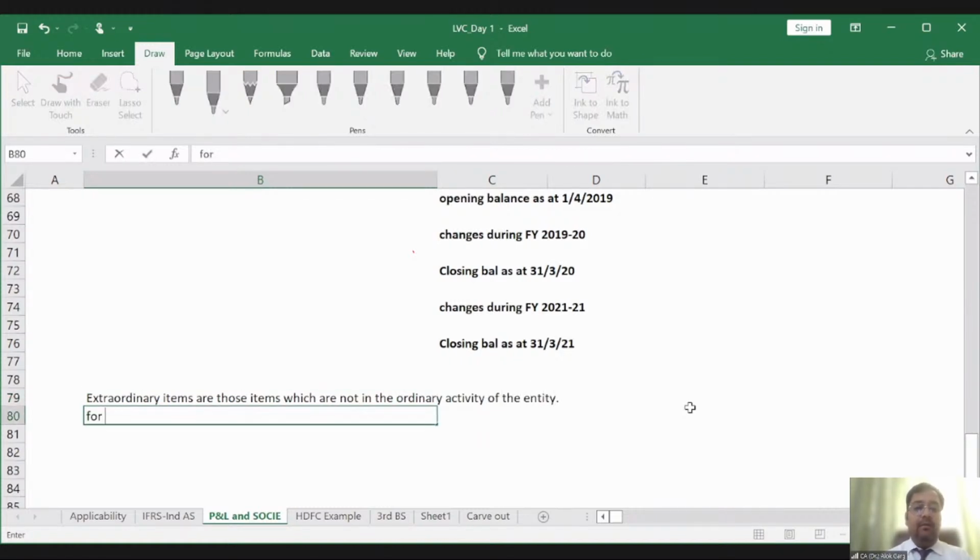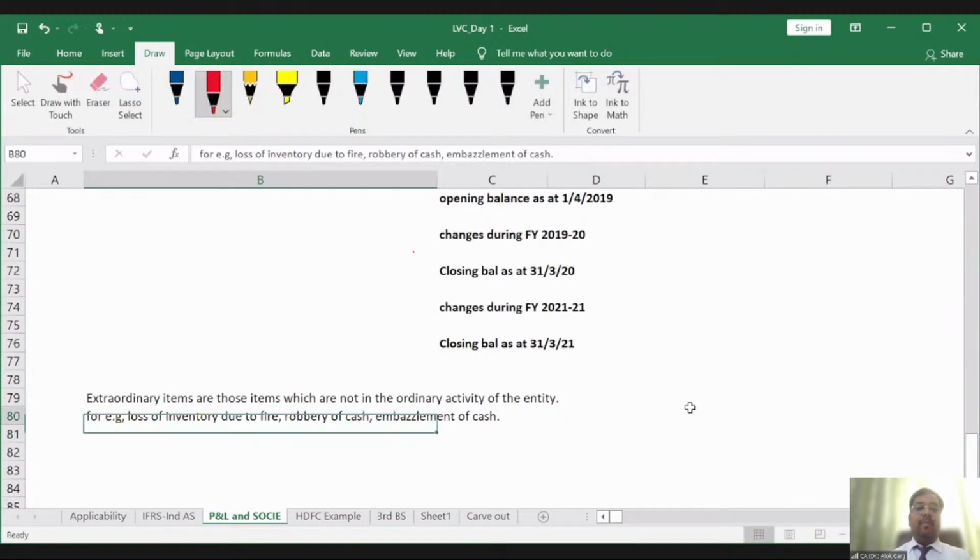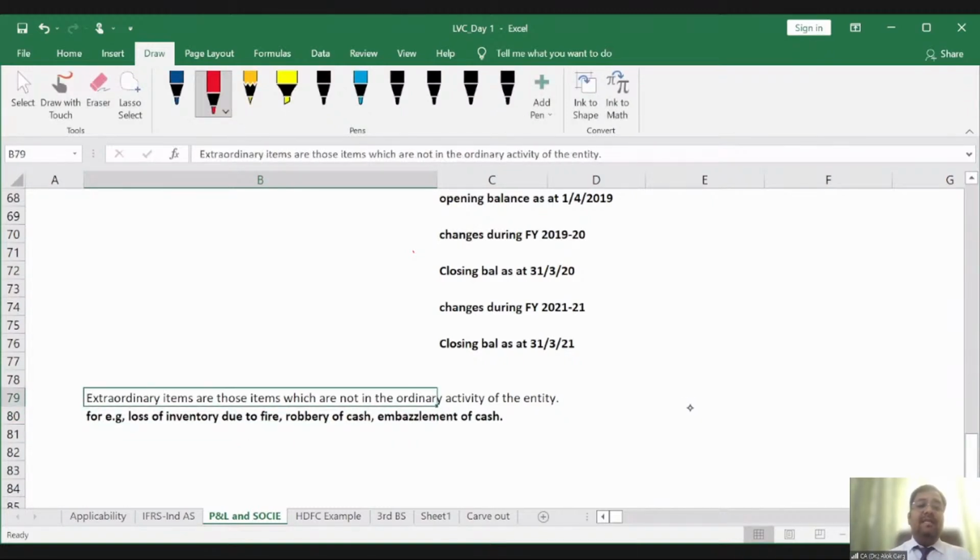For example, what could be the example? Loss of inventory due to fire, right? Robbery of cash, embezzlement of cash, right? These are examples of extraordinary activity.